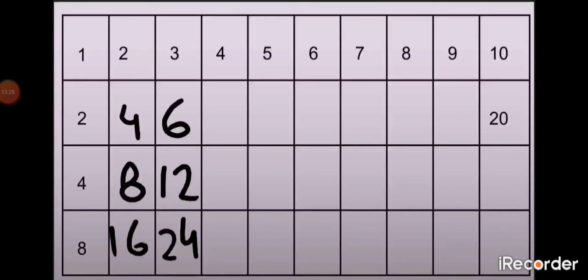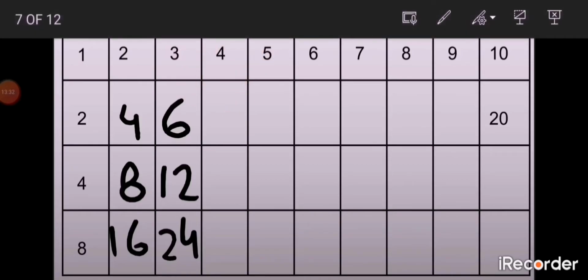Now we have done 2 columns here. The first one has been done for you. Now we have done 2. Now we have done 3. Now I'm going towards 4. So double of 4. Or you can read the 2 table till 4 times: 1 times 2, 2 times 4, 3 times 6, 4 times 8. So double of 4 is 8.